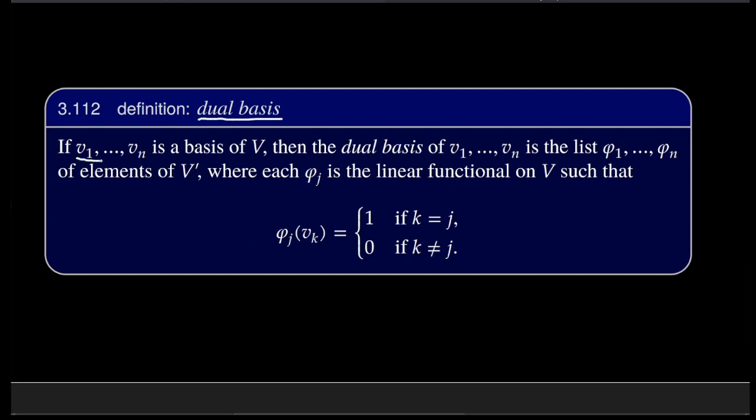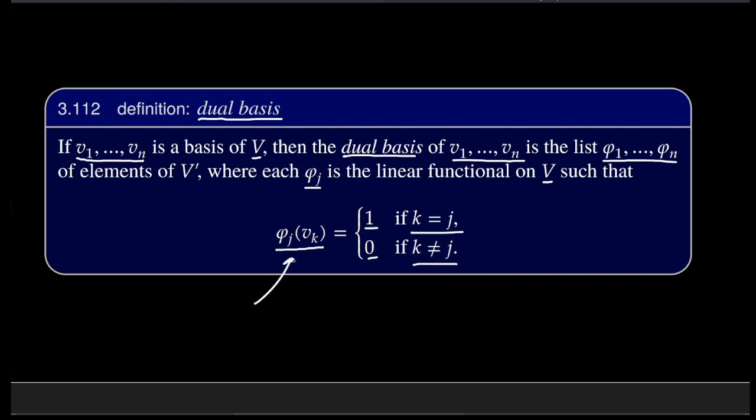So if we take a basis v1 through vn for a vector space V, necessarily finite dimensional with dimension n, then the dual basis of this basis is a new list, same length. We'll write phi1 through phi n, where each phi j is the linear functional on V defined in the following way. Phi j of vk is 1 if k is equal to j, and 0 if k is not equal to j.